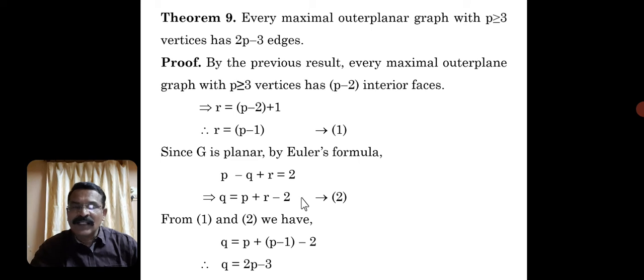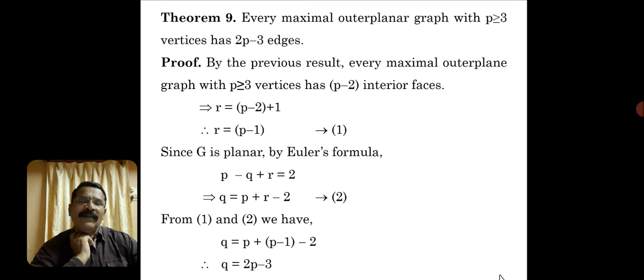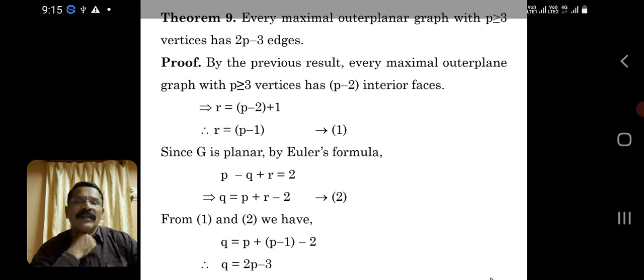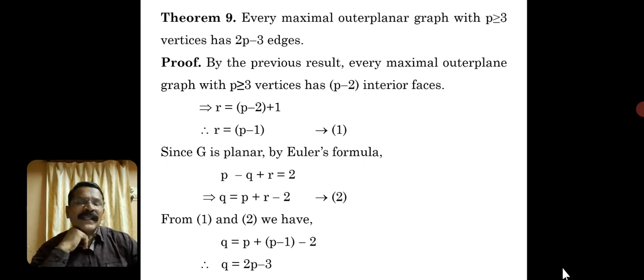Similarly, K2,3 is also a maximal outer planar graph, because if we add one more edge, I think K2,3 may not be outer planar. Okay. Anyway, that is not the outer planar graph. What I am going to say, every maximal outer planar graph, if you consider any outer planar graph, for example, C3, a cycle with 3 vertices is an outer planar graph, and it is a maximal outer planar graph.